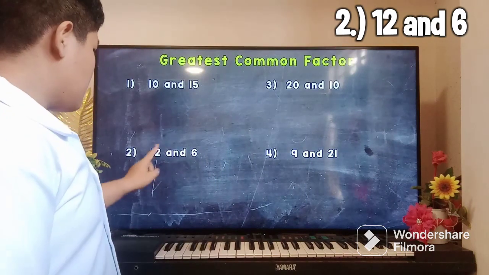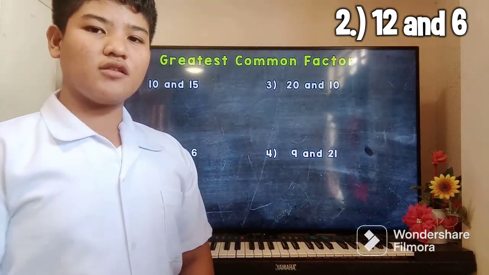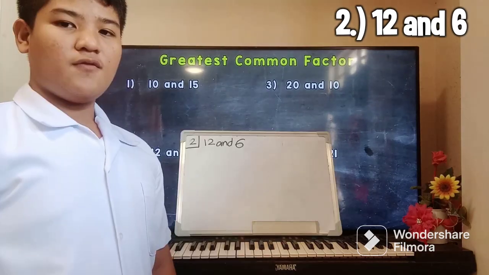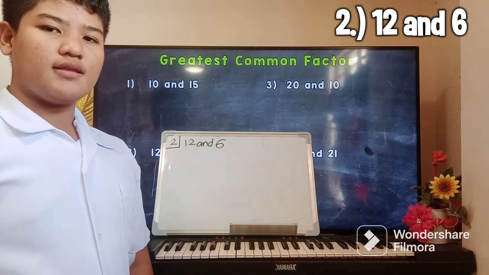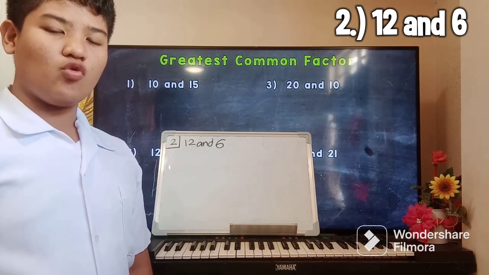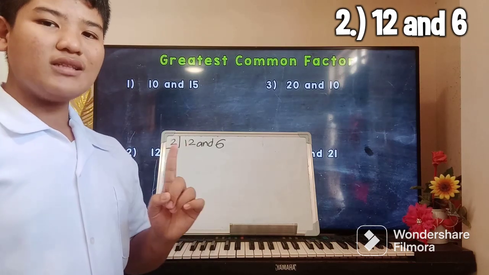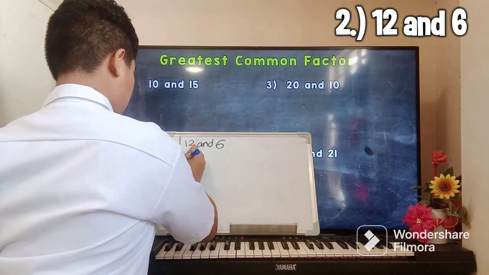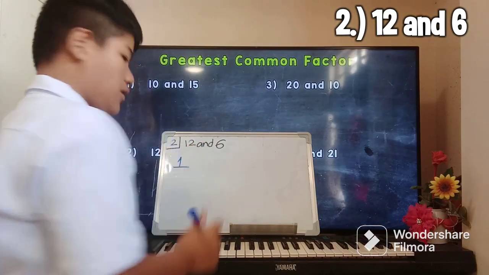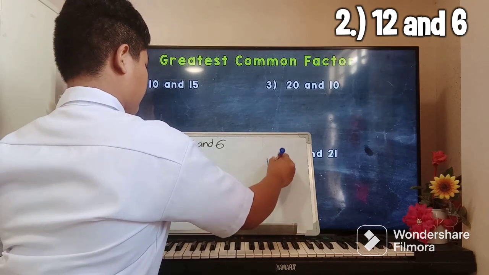Number 2, 12 and 6. We must find the greatest common factor of 12 and 6. To find it, we must find the lowest number that we can multiply in 12. The lowest number that we can multiply in 12 is 1 because 1 times 12 is equal to 12. So we will write 1, and then on the last side, we will write 12.